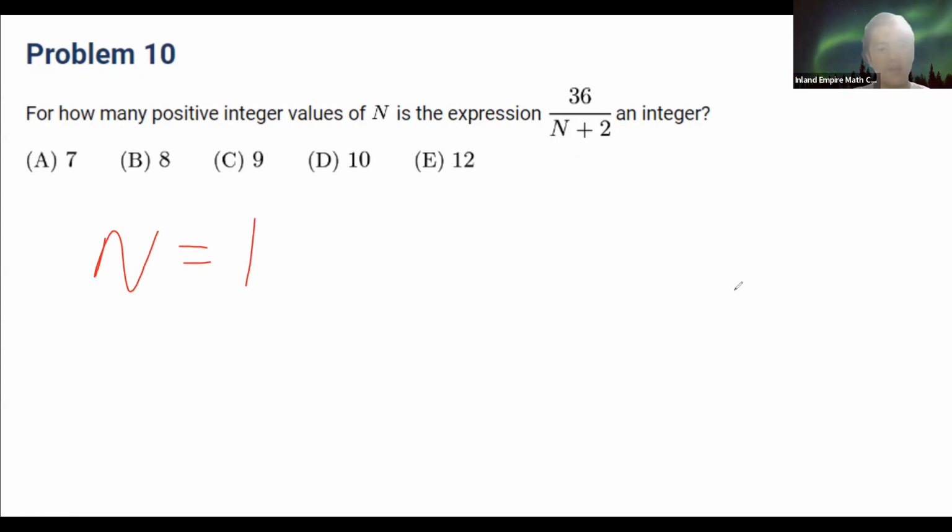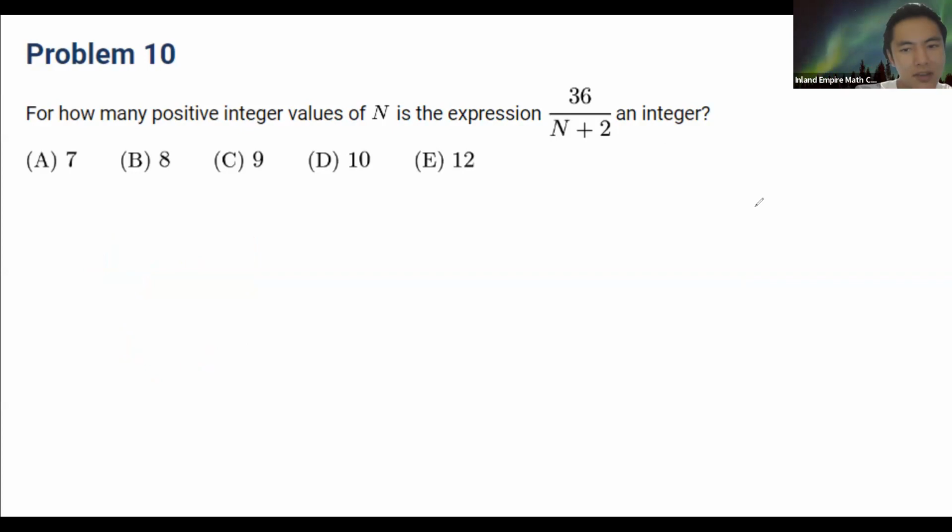What about n equals 2? Well, n equals 2 will give you 36 divided by 4, so that's 9, so it works. What about n equals 3? Well, 3 plus 2 is 5, and that's clearly not a factor of 36. So no, it wouldn't work. So how would you solve this? Would you just keep on counting like this? If I say it out loud, it's going to take forever, but if you actually count in your head, it's much faster.